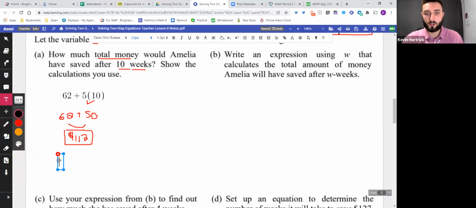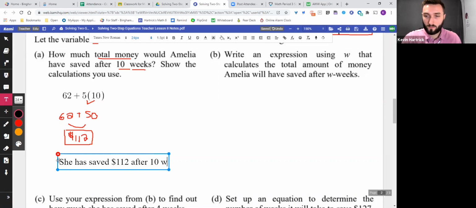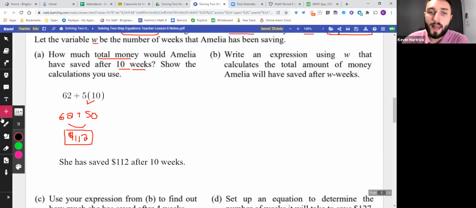And we're going to actually write that. It's important to have an answer statement when we're doing word problems. And it can be just as simple as that. She has saved $112 after 10 weeks. Now what they want us to do is write an expression using W, that's our variable, that calculates the total amount of money Amelia will have saved after W weeks.